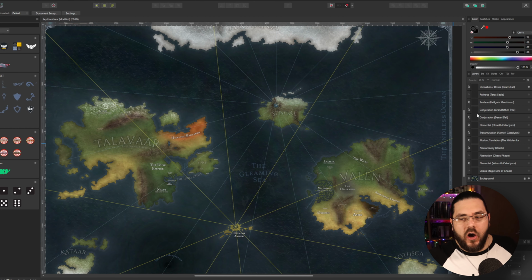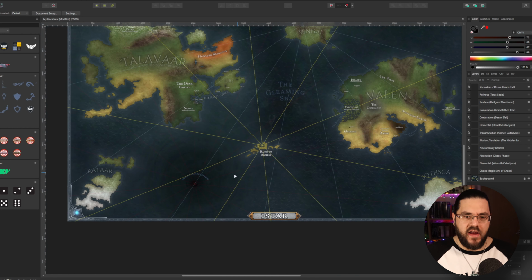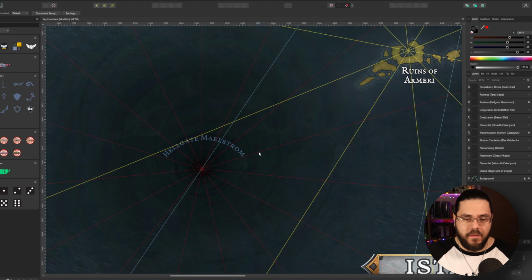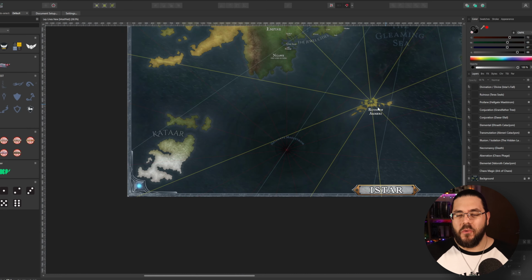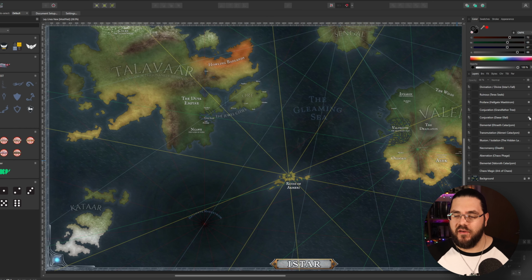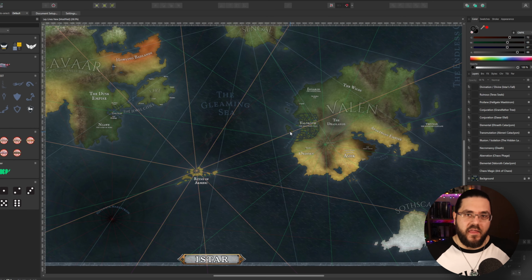Now, obviously, I've got a lot of different ley lines going on in my world. If we open some up, we've got some profane ones in the Hellgate Maelstrom, for example. We've got more conjuration ones coming from Direfal, which is the great volcano of the world where the dwarves were said to have been brought into being.